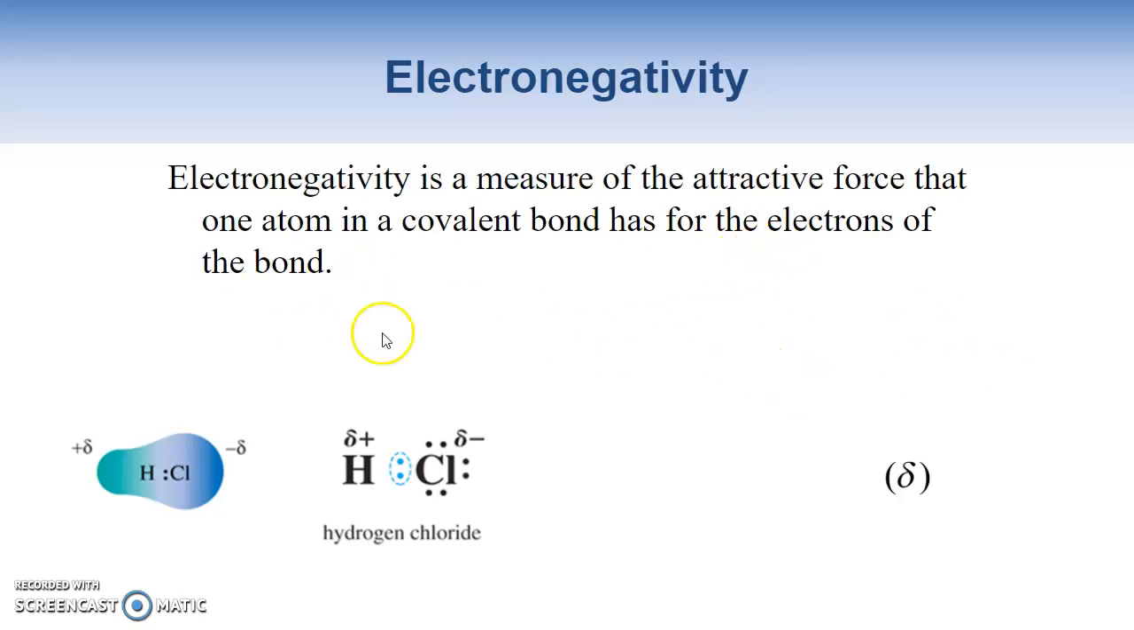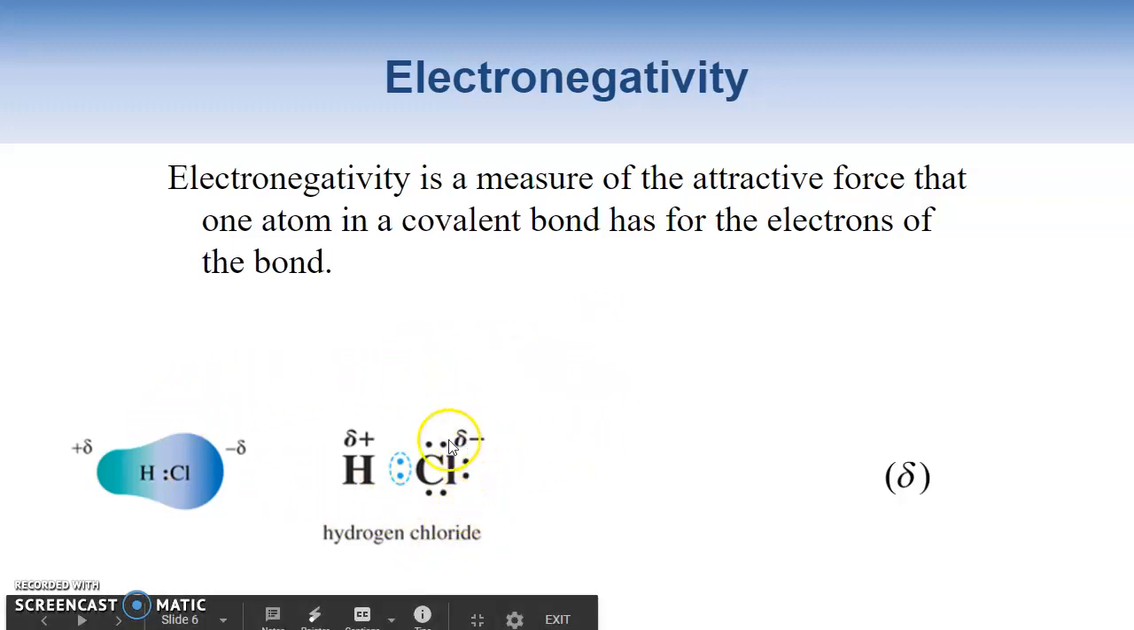Electronegativity is how attracted an electron is to one atom versus another. A lot of times one atom is going to pull the electrons more towards it than the other. And I'll show you an electronegativity chart in a little bit.